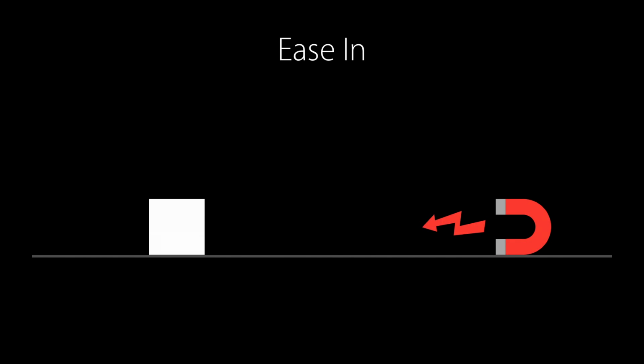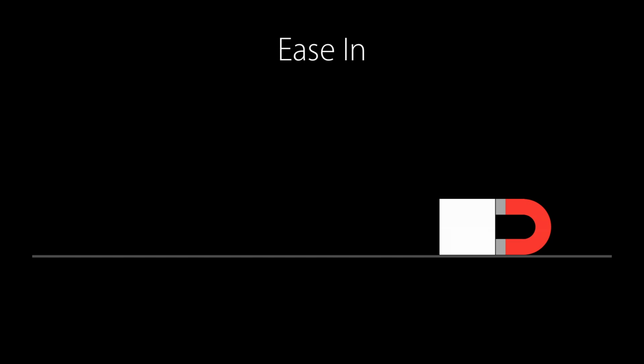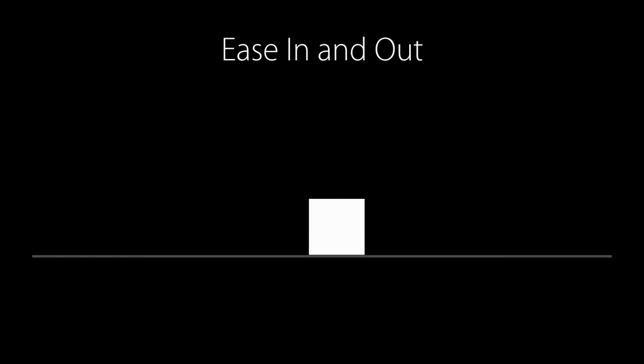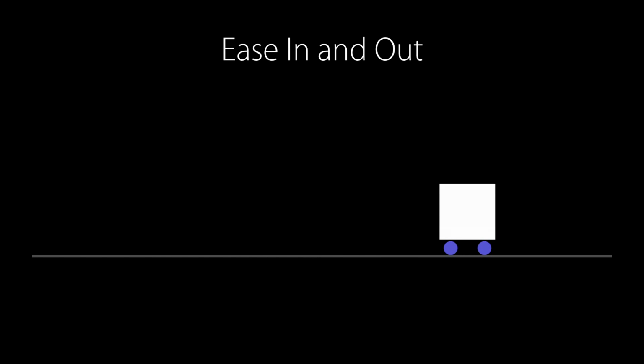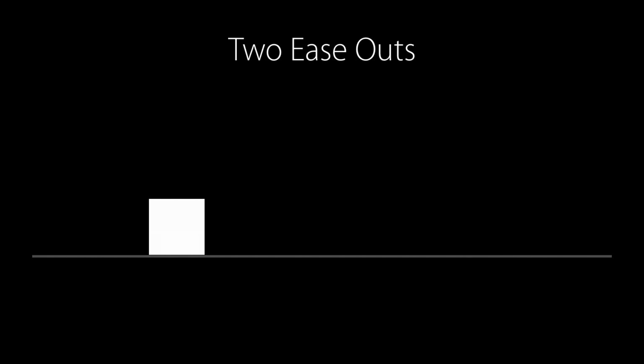Or let's consider an ease in. That has a different feel to it. To me, it suggests that this box is being attracted to an invisible magnet and stopping because it's colliding with a wall or the magnet. And then there's a combination of ease in and ease out. So why is the box moving the way that it is? Maybe it has some wheels. It's driving itself there and has to speed up and slow down when it gets to its destination.